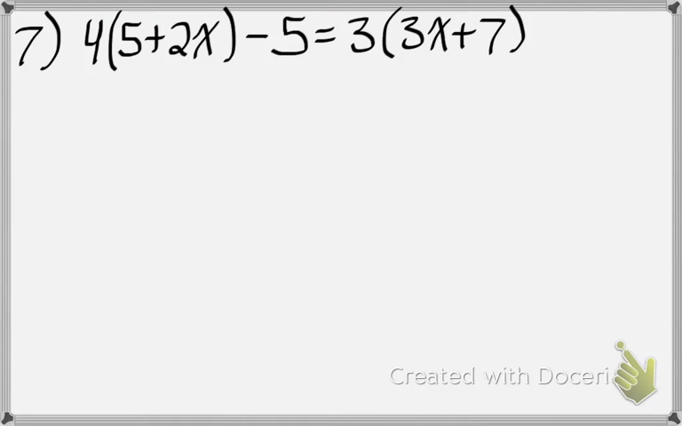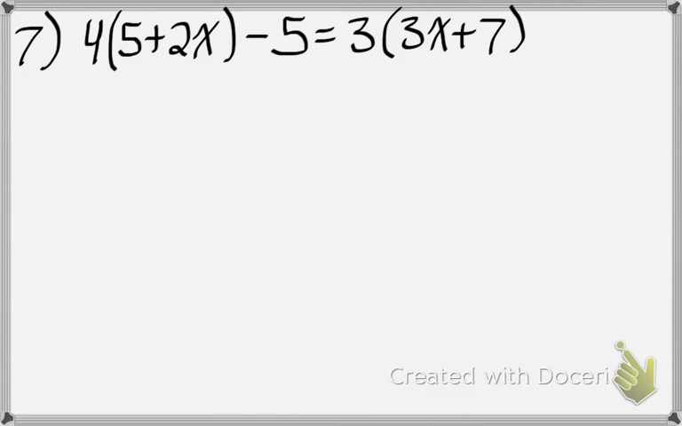Hit pause, try number 7, and then check your answer. The answer to number 7 is negative 6. X equals negative 6. Stay tuned if you need those steps, otherwise fast forward. But make sure you have the steps. Don't get lazy. Take a break if you need to.